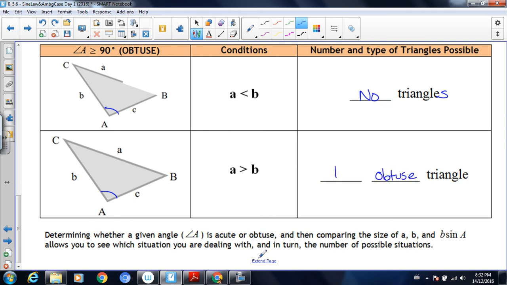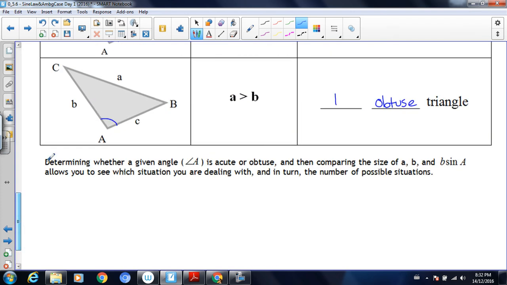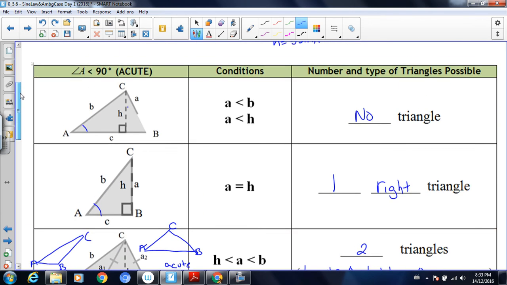And if side A is greater than side B, you will end up with one obtuse triangle. Now this is important: determine whether a given angle A is acute or obtuse, and then compare the sizes of A, B, and B sine A, which is your height. Comparing A, B, and the height allows you to see which situation you are dealing with, and in turn, the number of possible triangles. So you must figure out if the angle is acute or obtuse, then compare the sides A, B, and H to determine which of these situations you're dealing with.